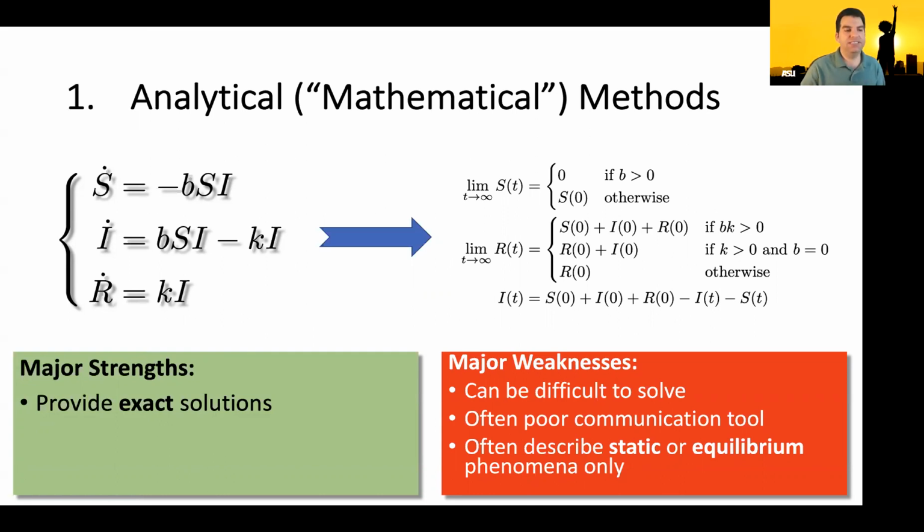Mathematical models are great because they provide exact solutions and quantitative relationships, that something is exactly 4 times something else, but they're really hard to understand unless you're a specialist. And they often only give you answers in scenarios like as time goes to infinity, for example.